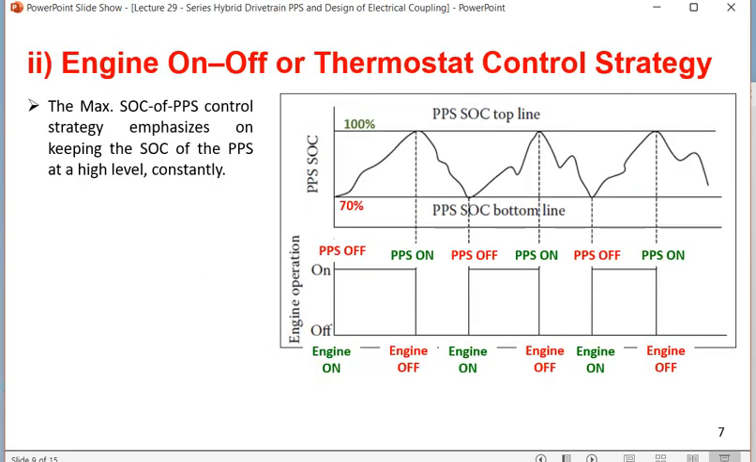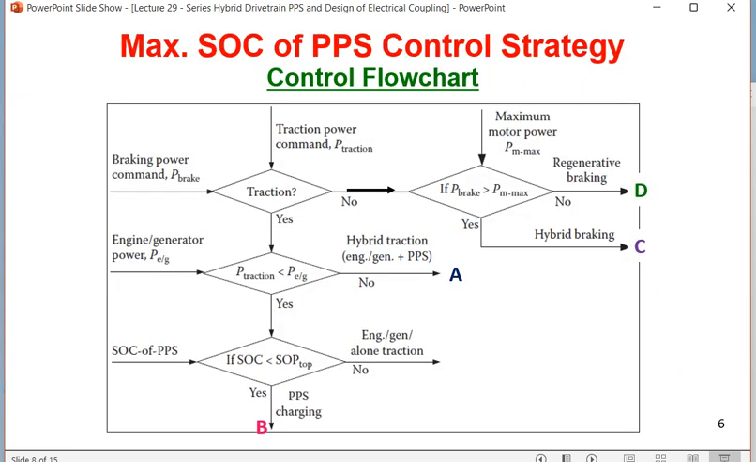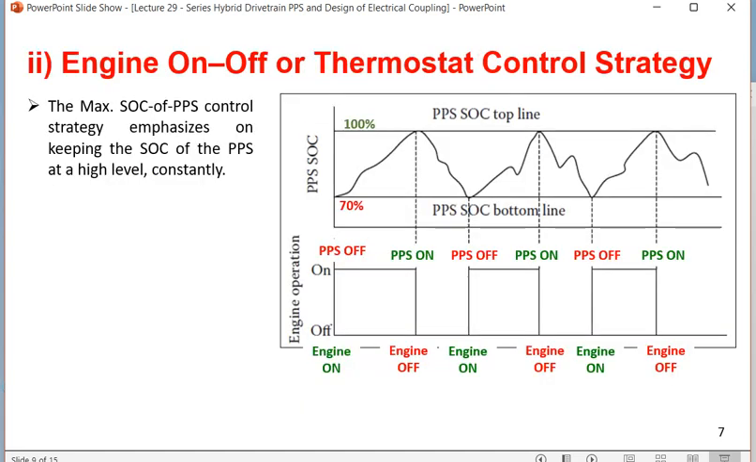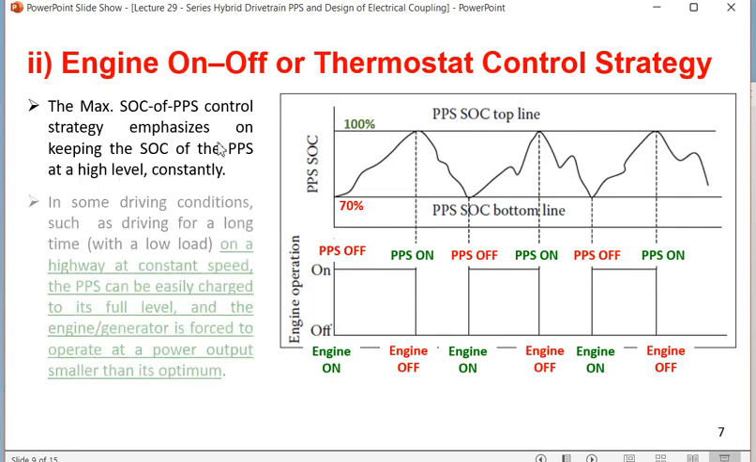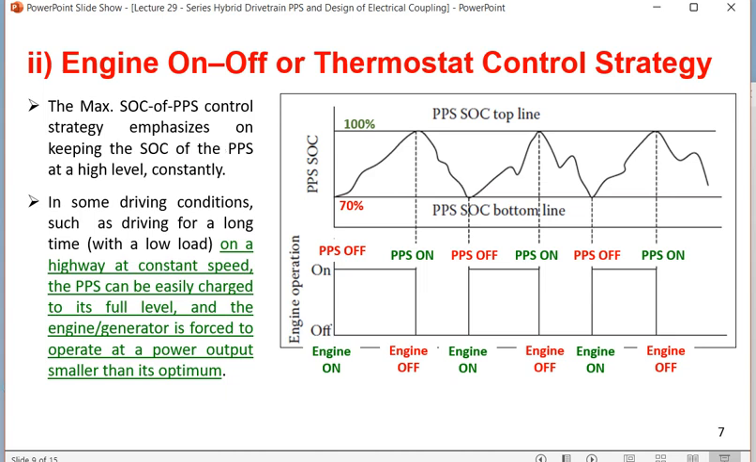So this was the type 1 control, which is called the max SOC of PPS control strategy. Next we are going to see the engine on off thermostat control strategy. The max SOC of PPS control strategy emphasizes keeping the SOC of the PPS at a high level constantly. So never should we see that the PPS is lacking charge. As much as possible we have to see that the PPS or the battery is fully charged.